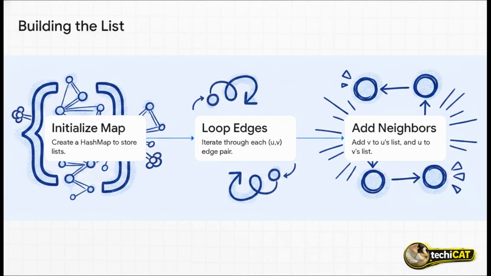It's a 3-step process you really need to memorize. Step 1. Initialize a map where the key is the integer node and the value is a list of its neighbors. Step 2. Loop through every U and V edge pair in that given array. And Step 3. Populate the map by adding V to U's list. And, crucially for an undirected friendship graph, adding U to V's list. Boom! You've just translated a raw array into a highly traversable data structure.